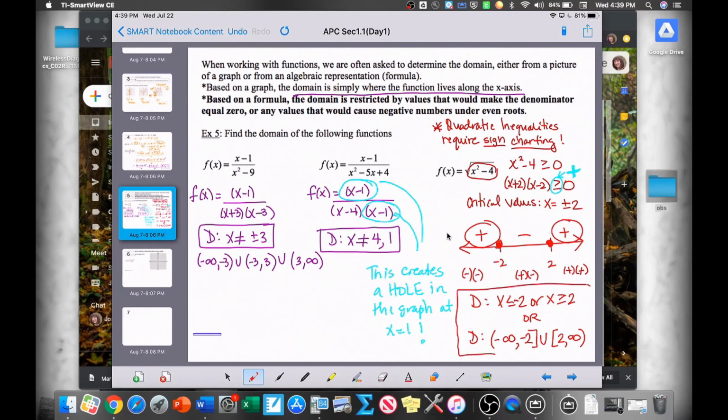Both are correct. I don't care which way you give it to me. If I don't ask for a specific way, that's personal preference, but sometimes I will ask you to write your domain in a certain form, and then that's the way that I want you to write it.